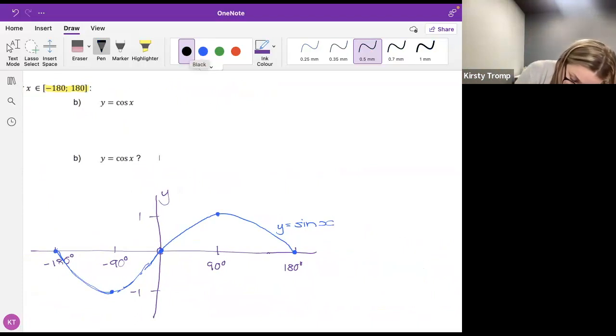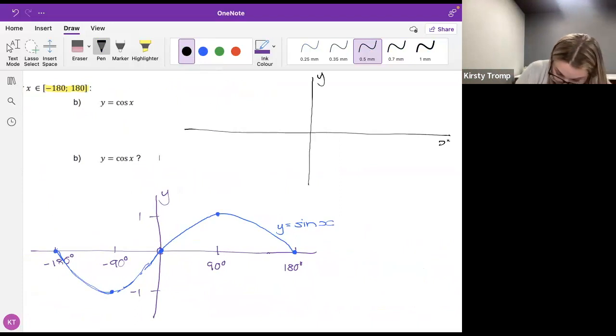So there is my x-axis, there is my y-axis. So y, x. Again, there's my 0. I've got 90 degrees. I've got 180 degrees. I've got negative 90 degrees. I've got negative 180 degrees. Don't forget to go and label the y-axis as well. I've got 1.